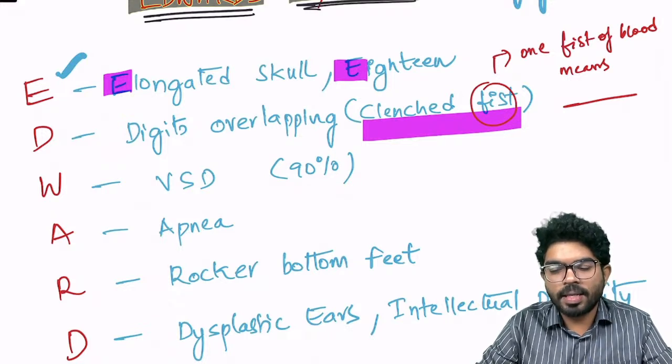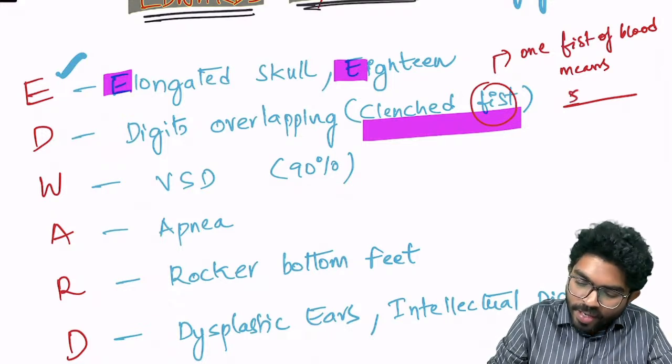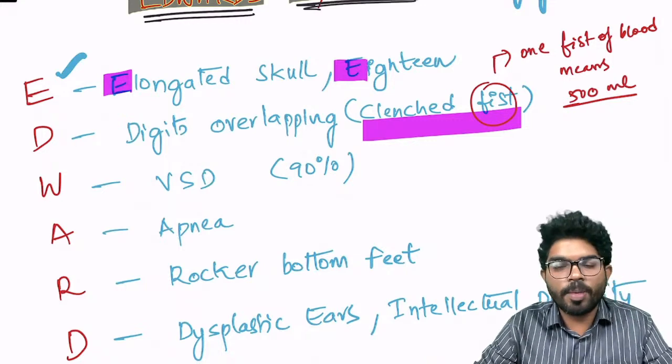One fist of blood is nothing but 500 ml. One fist of blood is 500 ml.